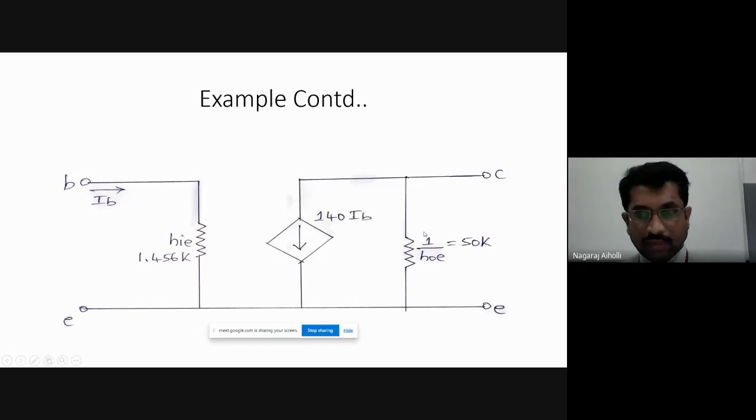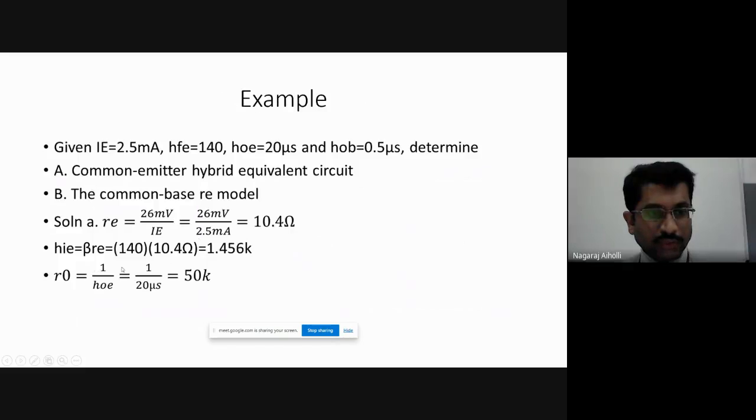Then let us find R naught, that is 1 upon hoe. The reciprocal of admittance is the output resistance. hoe is given for the common emitter configuration, the output admittance. So 1 upon 20 microsiemens comes out to 50 kilo ohms. For common emitter it will be hoe, for common base it will be hob. Clear? So like this we found the output resistance, 50 kilo ohms.